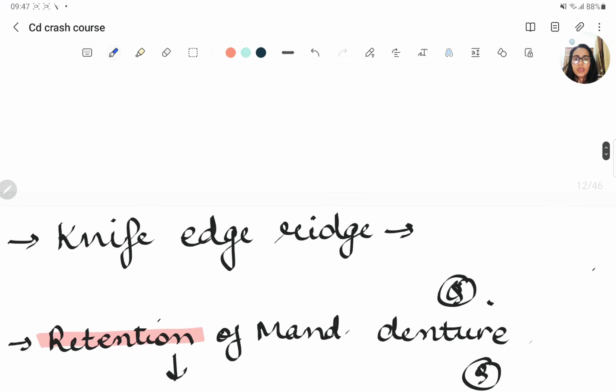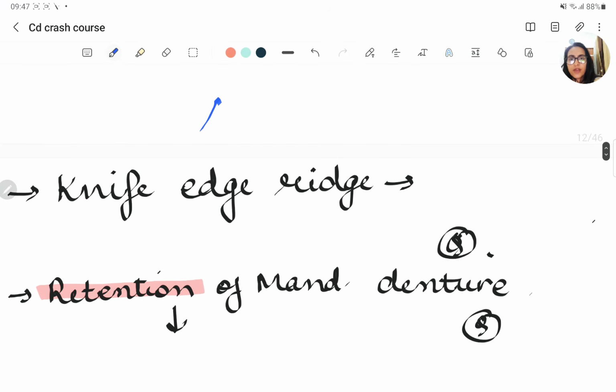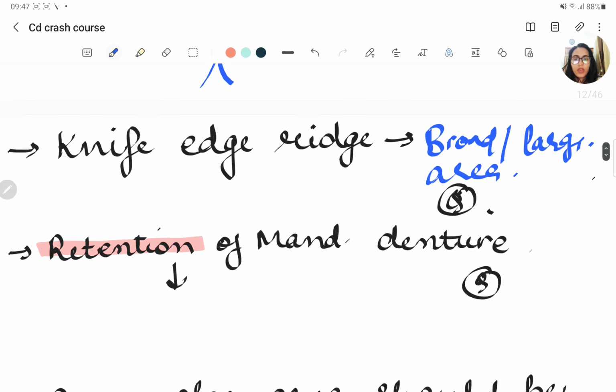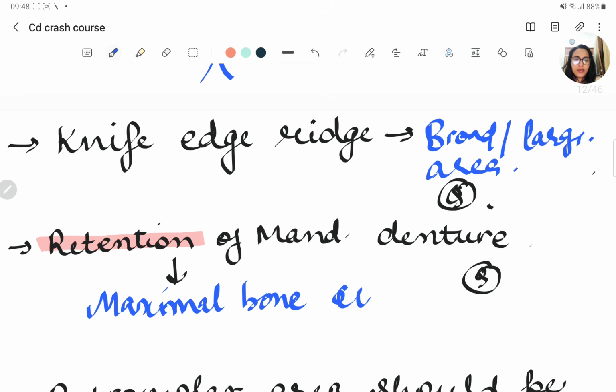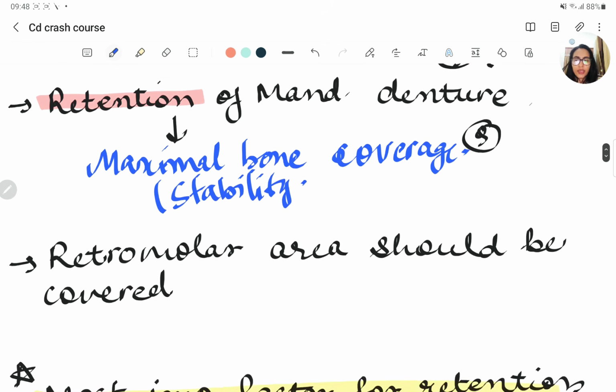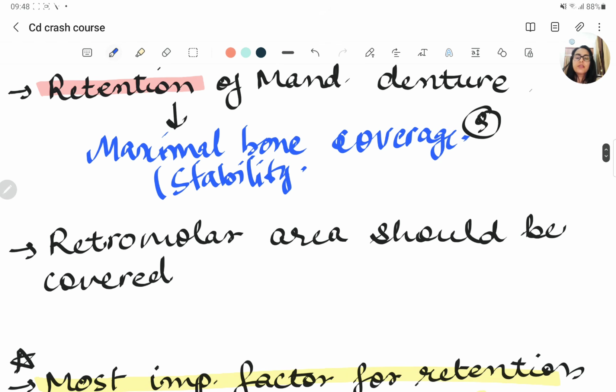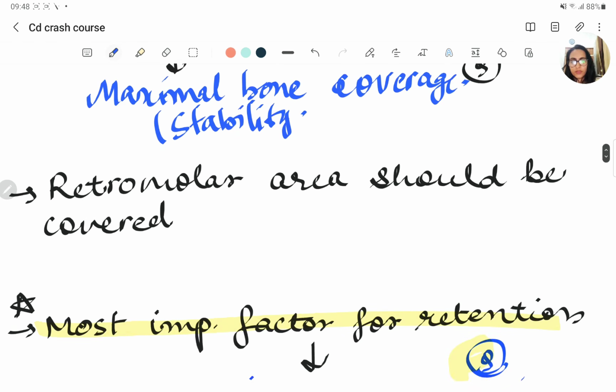Now, in case the patient has a knife edge ridge, which is a ridge like this, we provide a broad or large surface area for the denture. Retention of the mandibular denture is via maximum bone coverage. So the snowshoe effect provides the stability. Bone coverage is going to provide the stability. Then the retromolar area should be covered, otherwise there will be ridge resorption and poor stability of the denture.